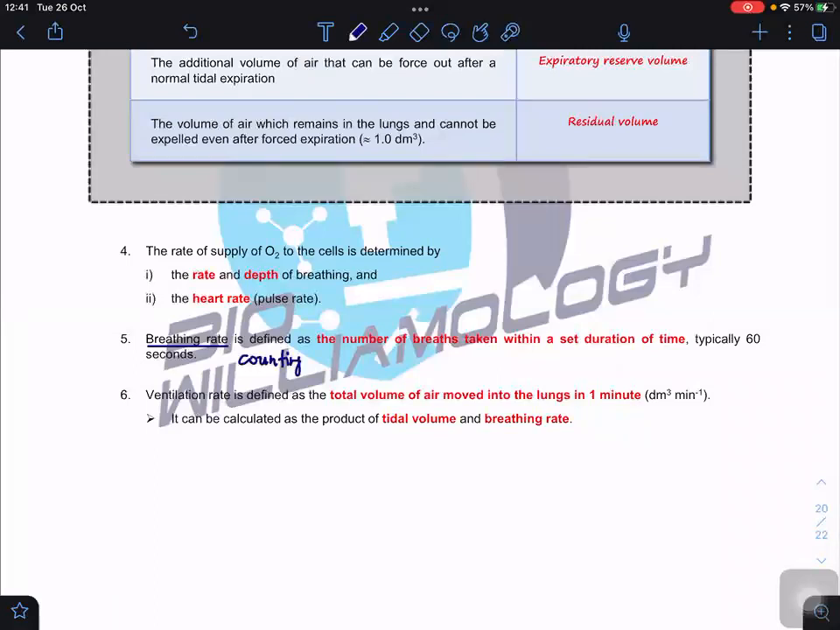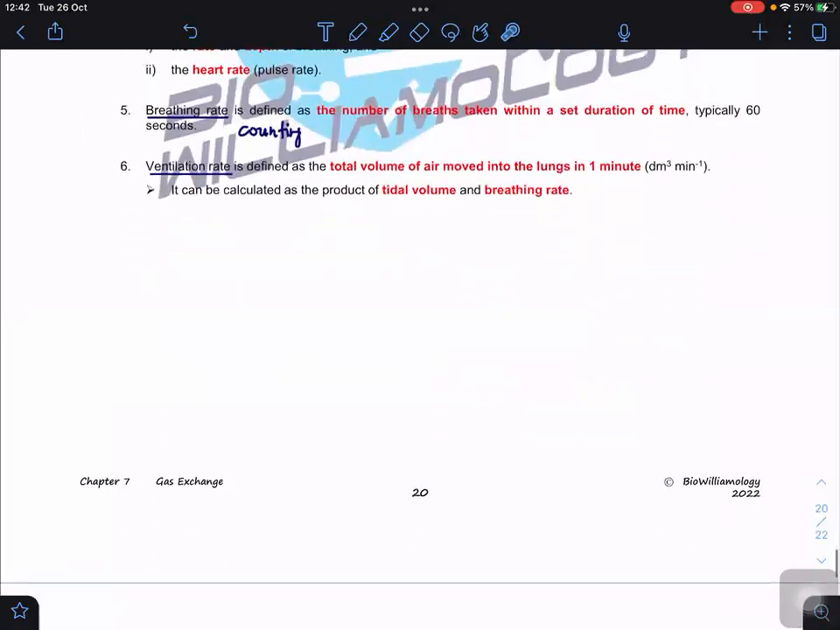But if you want to know the volume, then we go for the ventilation rate. Are you clear? Okay, be careful when you use the term. Breathing rate means that you increase the breathing, how many times. For example, before exercise, maybe 30 times in 1 minute, but now you increase to 45 times in 1 minute, for example. Okay? So ventilation rate is defined as the total volume of air moved into the lung in 1 minute. So total volume. In this case, we need to calculate it as the product, meaning multiply, the tidal volume and breathing rate.